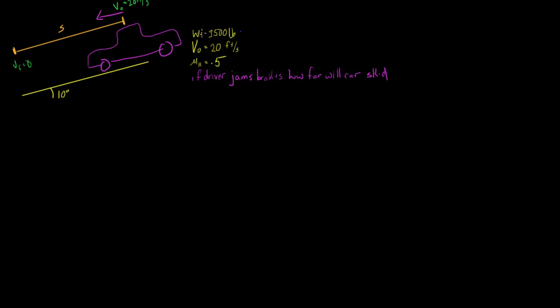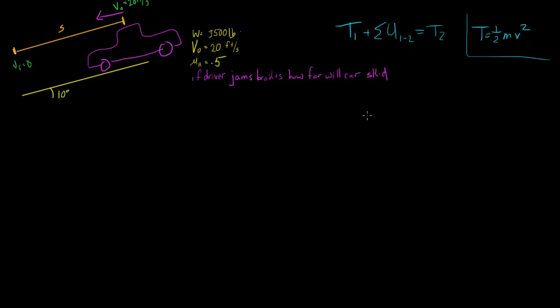Now, I want to use the principle of work and energy for this problem, and the principle of work and energy says that our initial kinetic energy plus the sum of the work of the forces on our system is equal to our final kinetic energy. And our kinetic energy is going to be equal to 1/2 times our mass times our velocity squared.